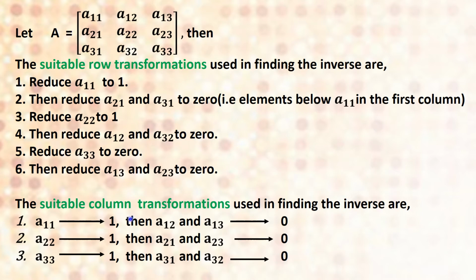Now suitable column transformations used in finding the inverse are: A11 into 1, that time the elements A12 and A13, that is elements in the right hand side of this A11, we should make 0. And A22 into 1, then the elements in the left and right of A22 we have to make 0. And A33 into 1, then the elements to the left of A33 we have to convert into 0.